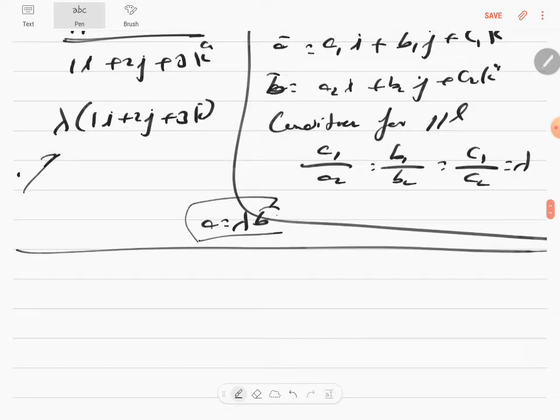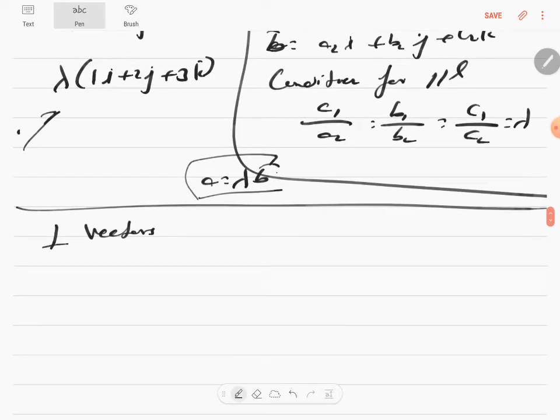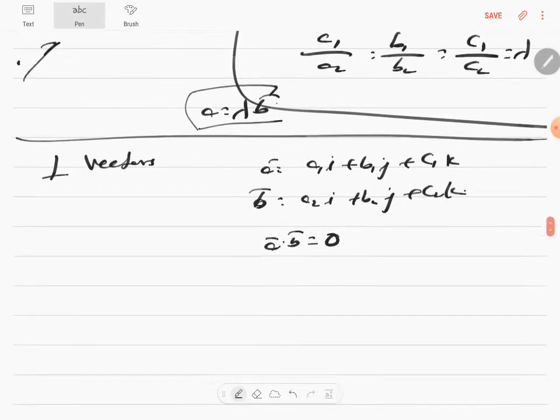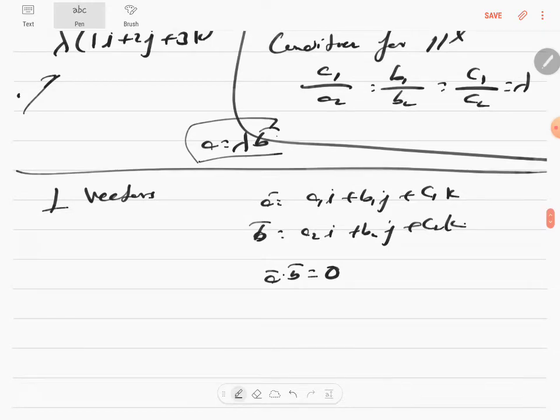Okay. Now let's go to perpendicular vectors. Supposing there are two perpendicular vectors. In that case, a vector is equal to a1i plus b1j plus c1k, and b vector is equal to a2i plus b2j plus c2k. If a and b vectors are perpendicular to each other, then their dot product has to be equal to 0. Okay, I'll come to the dot product. The dot product has to be 0, which means the condition is, when you dot, you can only dot an i and an i, a j and a j, and a k and a k.